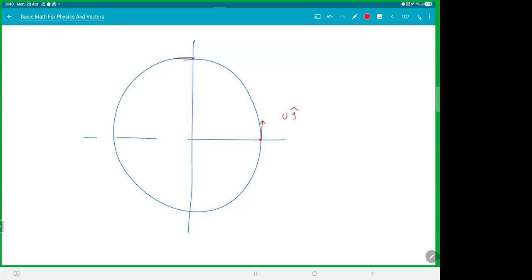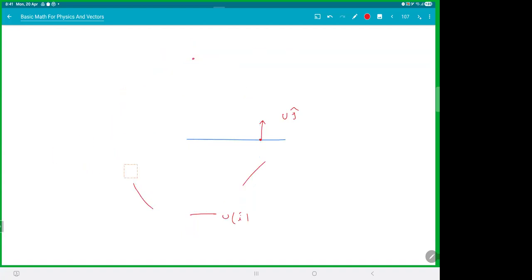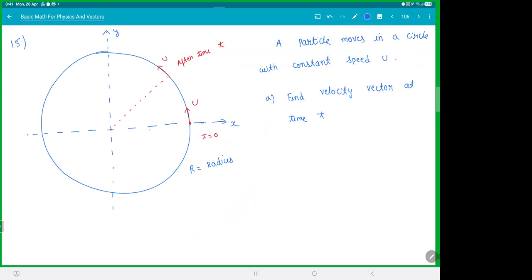After some time, when you come to the topmost point, you're going to the left, so this is u minus i cap. When you're here, it is u minus j cap. When you're here, it is u i cap. You can see what is happening. Every instant, the direction of the velocity vector is changing. It's not constant. Depending on the time, you have different values at different times. So the question is, I want you to give me the velocity vector at time t. Your answer should come in terms of u, r, and t.